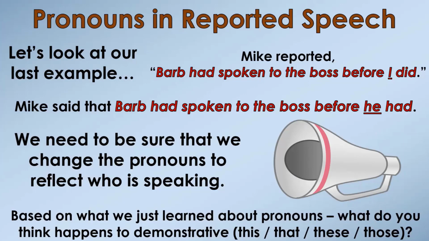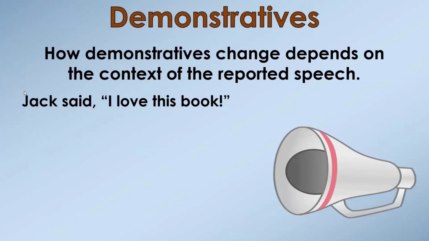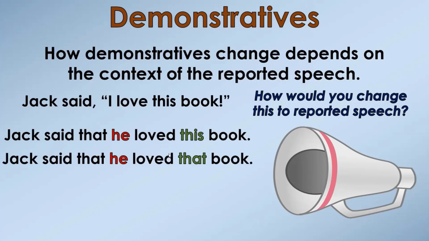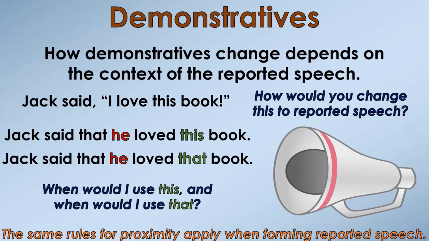So based on this, what do you think happens to demonstratives like this, that, these, and those? That's right. They're going to change as well. And they're going to follow the same rules that we would use when we're using demonstratives in our own speech. Jack said, "I love this book." We could change this to Jack said that he loved this book, or Jack said that he loved that book. It would all depend on proximity. If we're holding the book and talking about what Jack thought of it, we would say this book. If the book is further away from us, we would say that book.